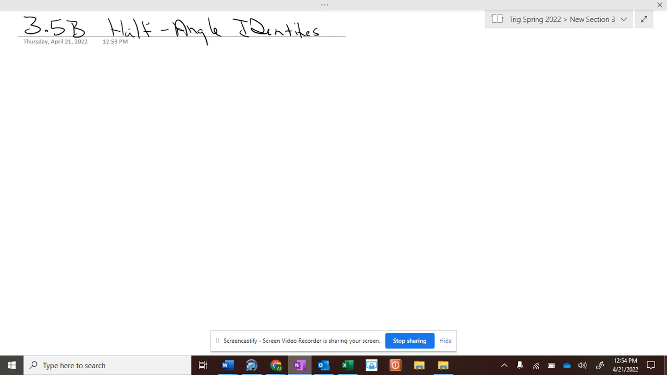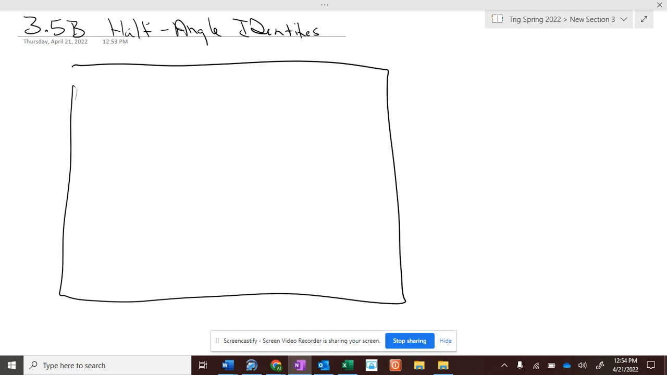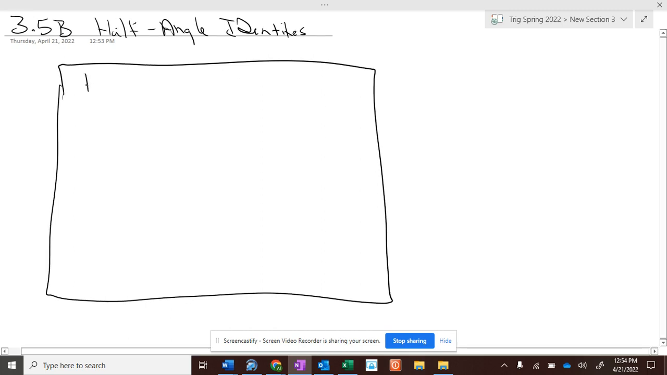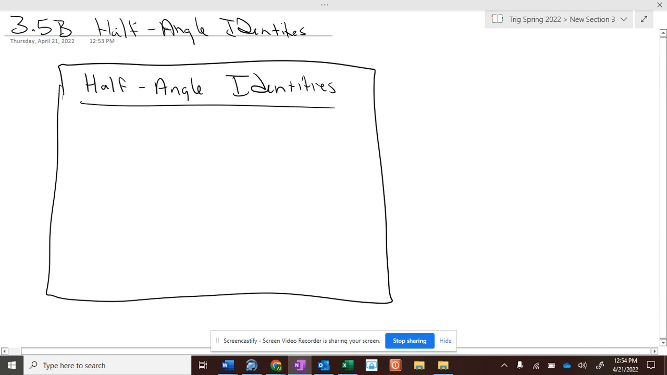All right, note card, note card. Get out your note card and label it half-angle identities. All right.